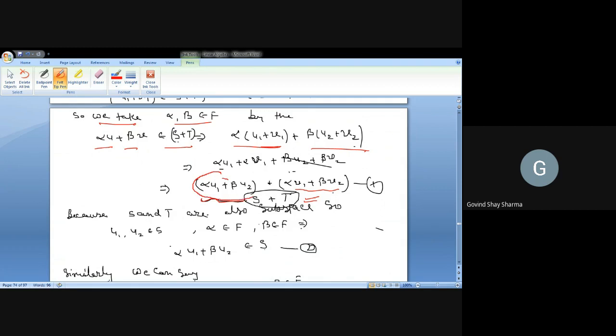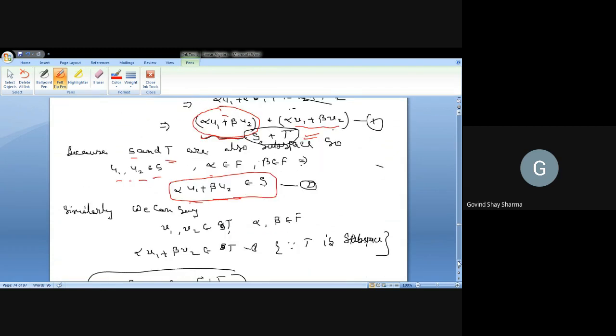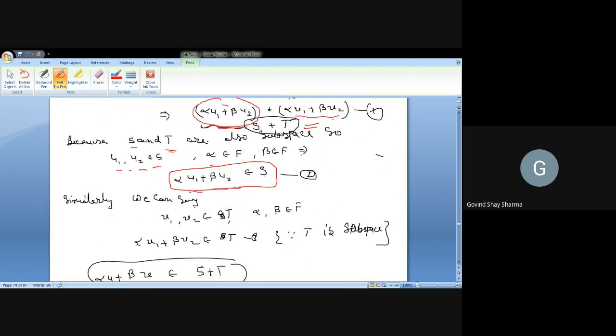I explain here that if S and T both are subspaces, so u1 and u2 belong to S, then alpha u1 plus beta u2 belongs to S. Similarly, T is a subspace, so alpha v1 plus beta v2 also belongs to T. So S is a subspace, T is a subspace, so S plus T is also a subspace. This is a very important theorem.